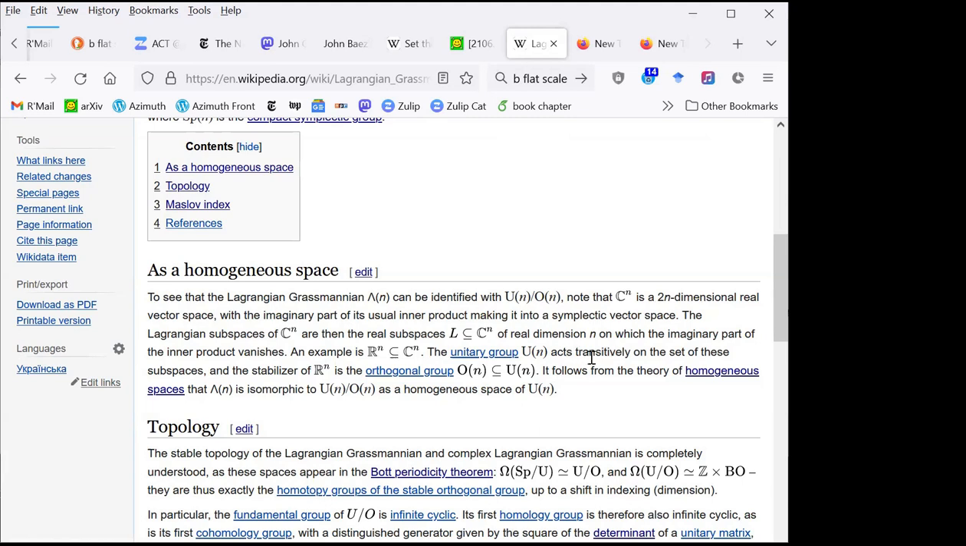It's not hard, but then the stabilizer of Rn is just the orthogonal group. That's easy. That's what fixes Rn sitting inside Cn. And so you get a homogeneous space. Your space of Lagrangian subspaces is U(n) mod O(n).